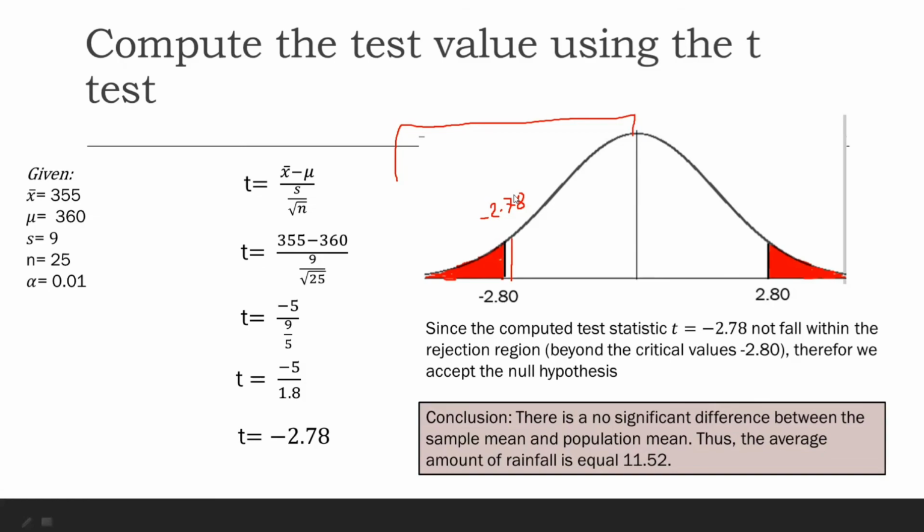To summarize this lesson and the previous lesson, kahit ang given natin is known ang variance or hindi, basta kapag greater than 30 ang ating n, ang gagamitin natin is z-test and the z-values or the areas under the normal curve. But if n is less than 30, ang gagamitin natin ay t-test and the t-distribution table.